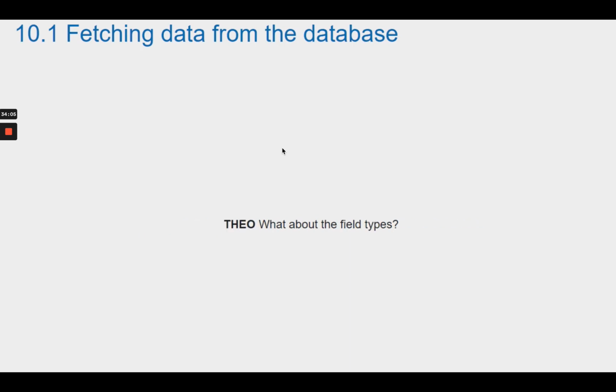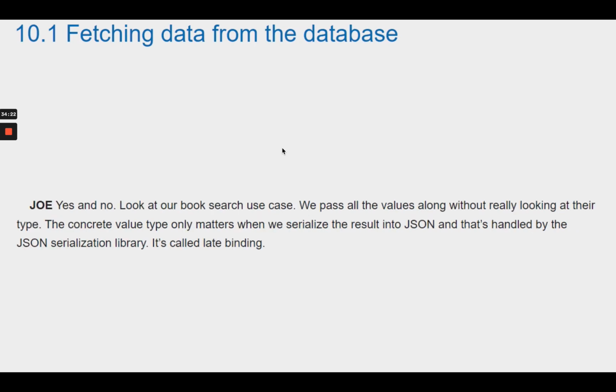Theo: What about the field types? Joe: When we convert a JDBC result set into a list of maps, each value is considered an object. Theo: That's annoying, because it means that in order to access the value, we need to cast it to its type. Joe: Yes and no. Look at our book search use case. We pass all the values along without really looking at their type. The concrete value type only matters when we serialize the result into JSON, and that's handled by the JSON serialization library. It's called late binding.